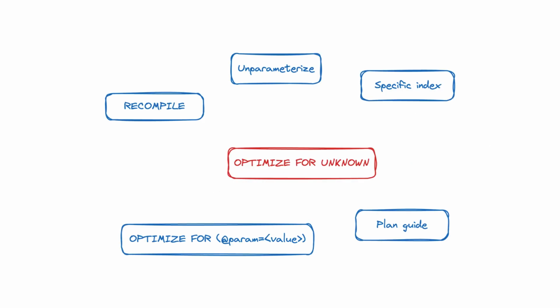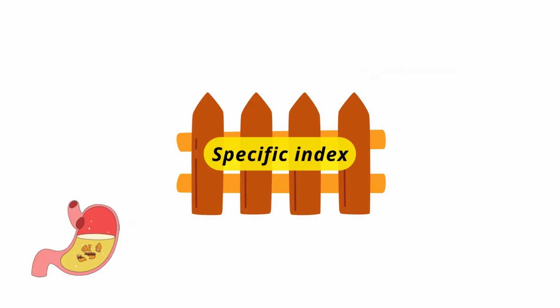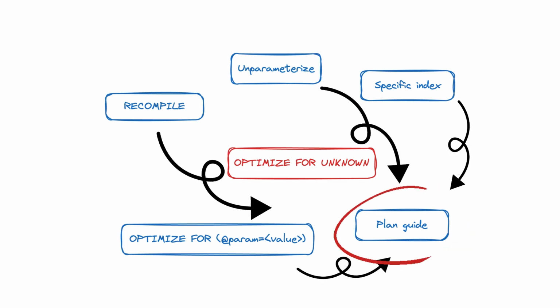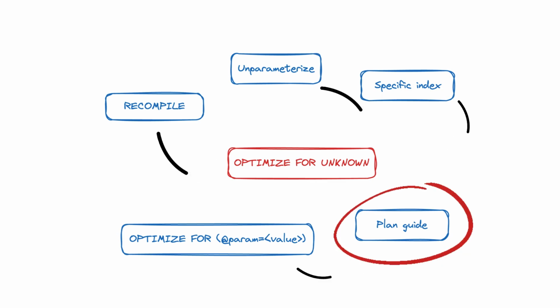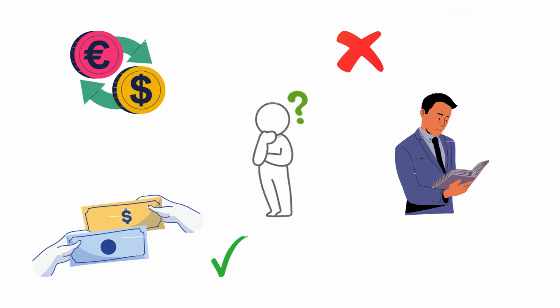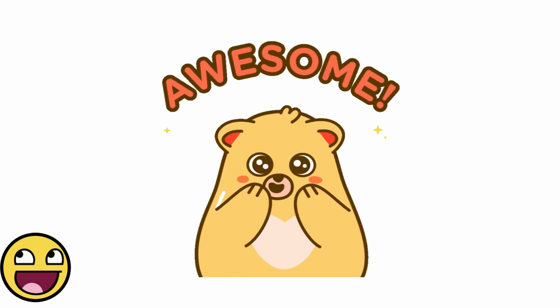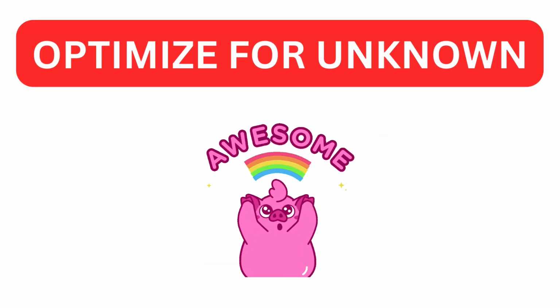Fourth, force the use of a specific index. The query plan may not be optimal for all query cases because it is bound by a specific index. Fifth, use a plan guide, applying any of the recommendations above if you are a database professional. Most of these methods are either ineffective or require deep knowledge of databases. From SQL Server 2008 onward, there is another alternative, optimize for unknown.